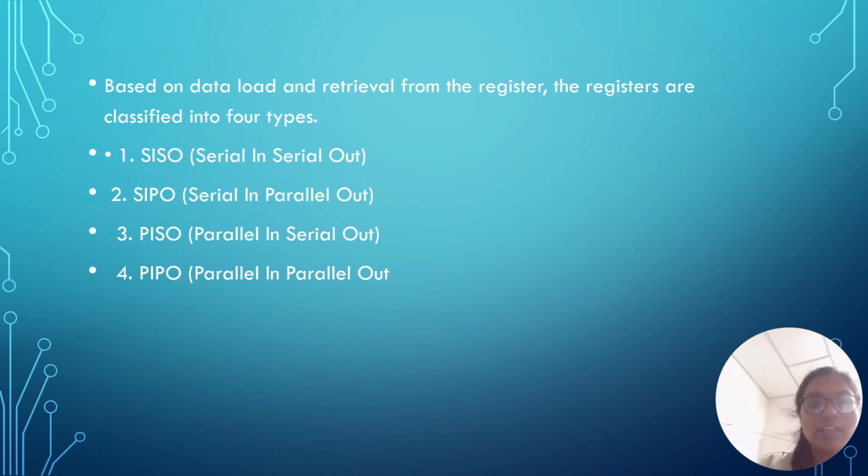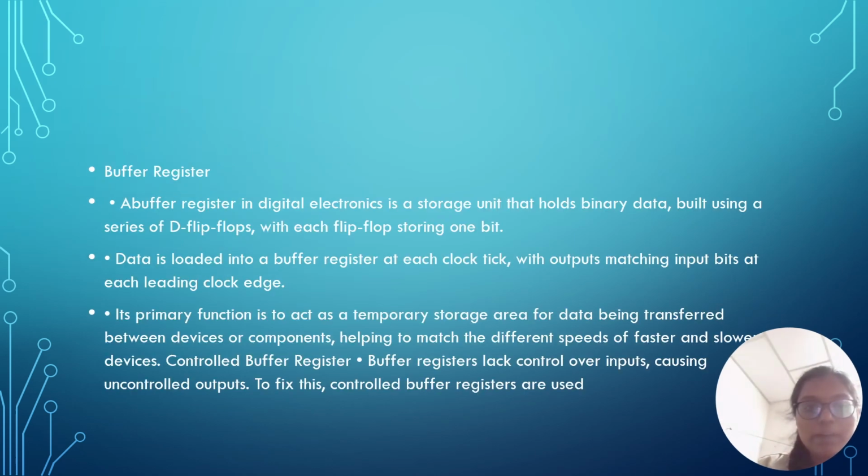And the next slide is about the buffer register. Now we are explaining about the buffer register. A buffer register in digital electronics is a storage unit that holds binary data, built using a series of D flip-flops with each flip-flop storing 1 bit. Data is loaded into a buffer register at each clock tick, with outputs matching input bits at each loading clock edge.